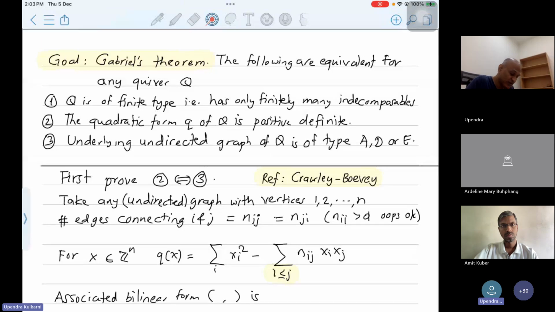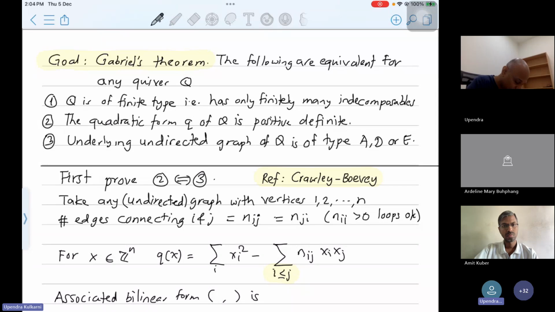And so for this, I just make a new beginning, because you see, there are no representations in number 2 and 3. So I take any undirected graph. I call its vertices 1 through n. The number of edges connecting i and j is n_ij, or n_ji. And as I've written over here, loops are also okay.